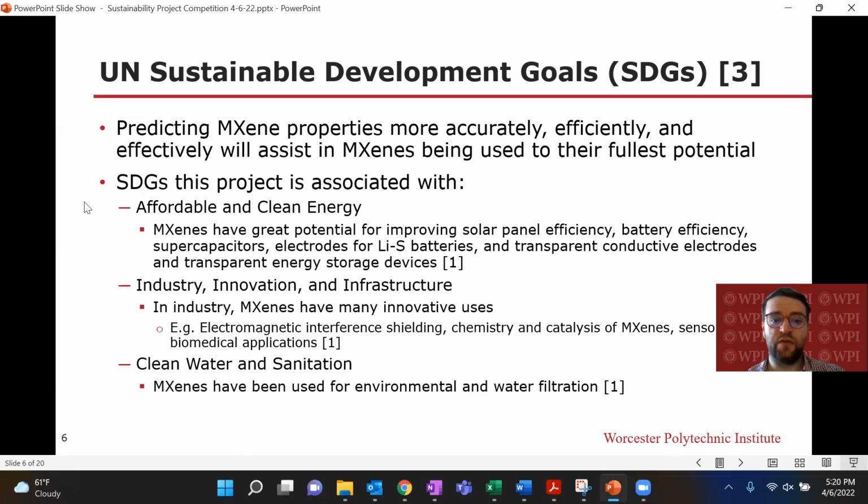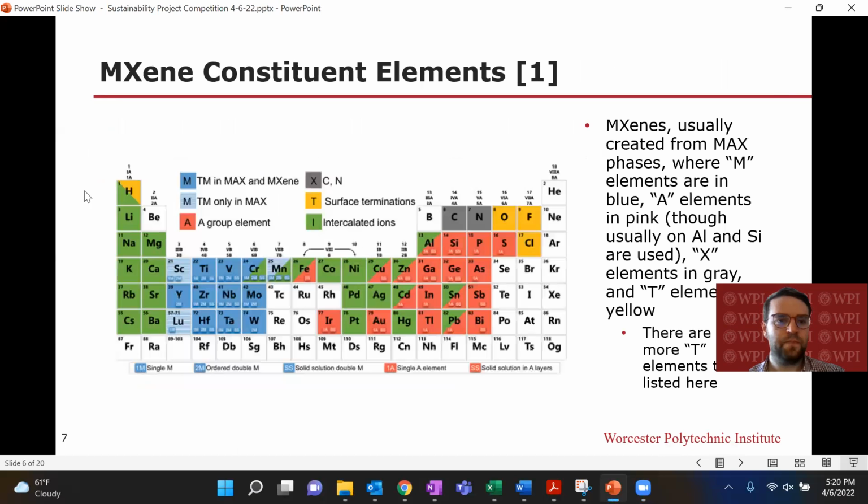Another goal is industry innovation and infrastructure. For example, electromagnetic interference shielding, chemistry and catalysis of MXenes, sensors and biomedical applications. And lastly, clean water and sanitation can be benefited by MXenes.